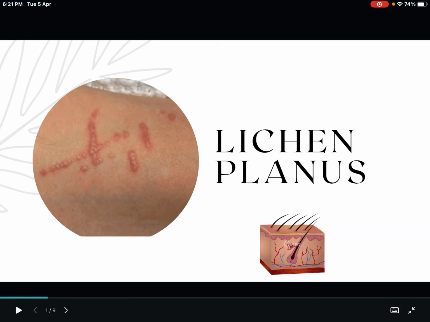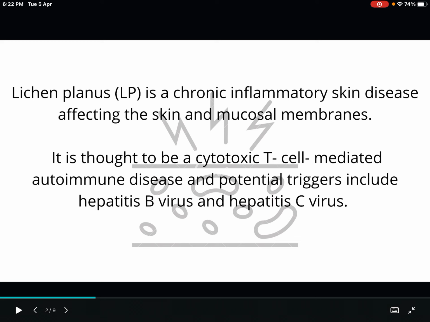So Lichen Planus. What is this Lichen Planus? This will be coming as a 4-mark question in our university examination, and it comes on dermatology in general medicine. Here I have taken points from Kumar and Clark textbook of medicine and Davidson textbook of medicine. Most of the points are from Davidson only.